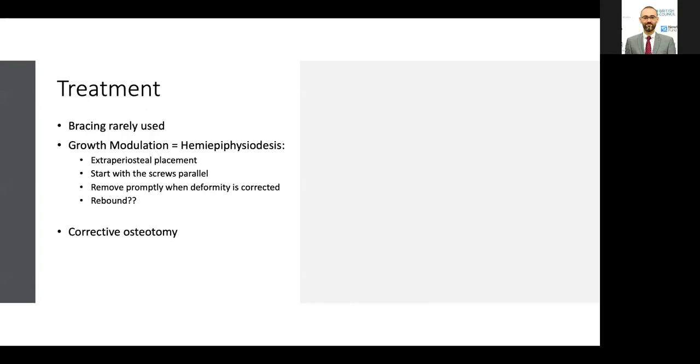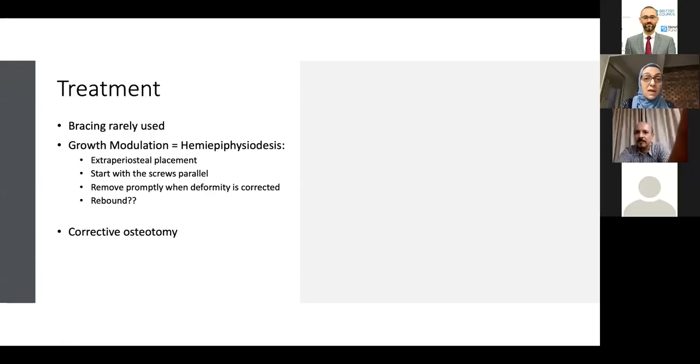Some authors were speaking of bracing for valgus and varus knees. I'm not sure if this is really applicable. Hemiepiphyseal growth modulation is now the treatment of choice in skeletally immature patients. You make use of the growth potential, and you stop growth on one side of the physis and allow it to grow on the other side. So gradual correction will happen.